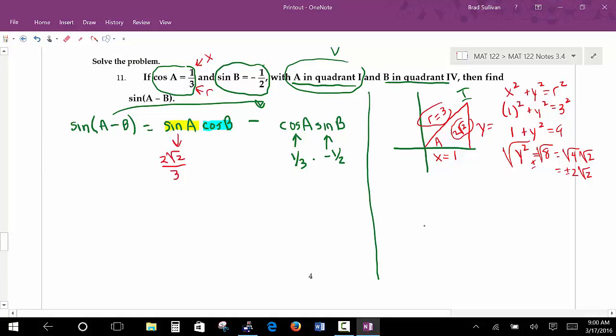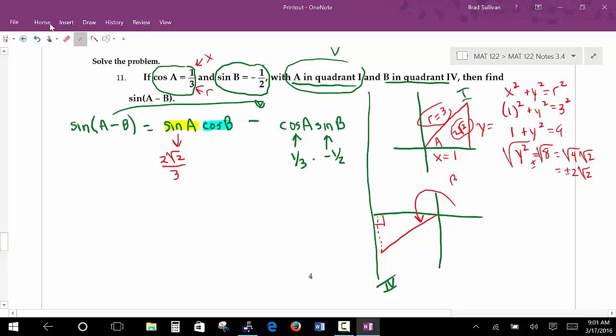So now we'll work with angle B. And in this problem, it says that angle B is in quadrant 4. So what I'm going to do on this is I'm going to draw a picture of a reference triangle in quadrant 4. And then angle B is going to be that angle, right.